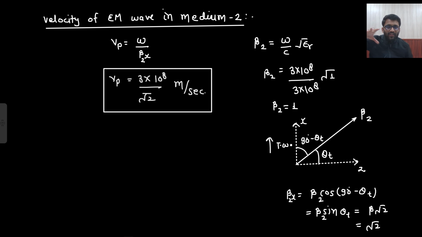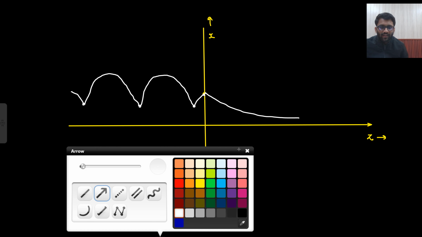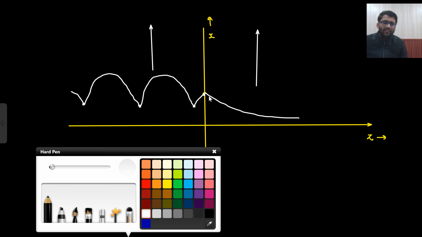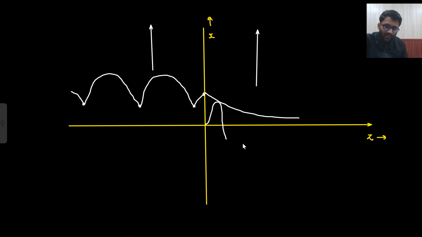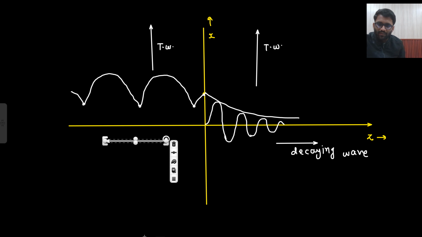So what is the total field? How will the total field look like? This is how the total field will look, and both will be traveling in the x direction. Here the standing wave pattern, here the decaying field. Although the field is like this, here the field is decaying like this, and that decaying field is traveling in the x direction. What is the velocity? Traveling wave here, decaying wave here, and here standing wave, right?